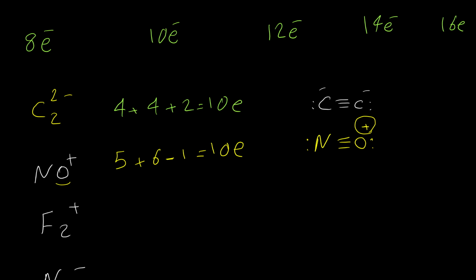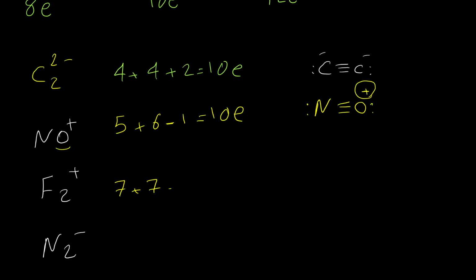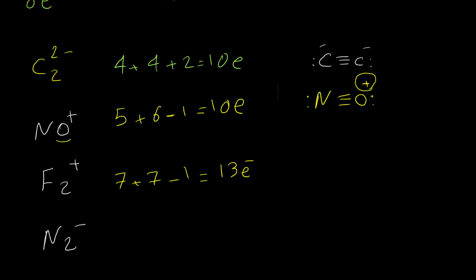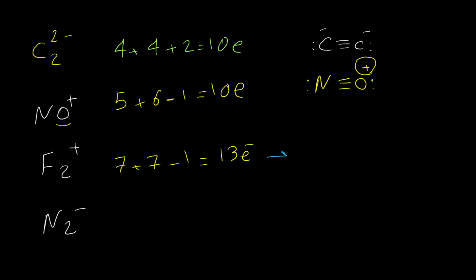F2+: 7 plus 7 minus 1, we have 13 electrons. 13 electrons is in between O2 and F2. So its bond order is also in between. So the bond order should be 1.5. And the last one, N2-.